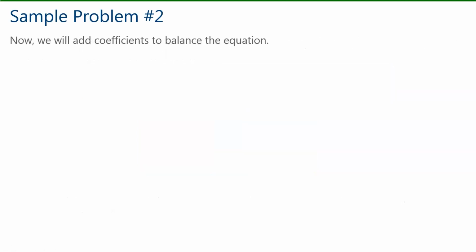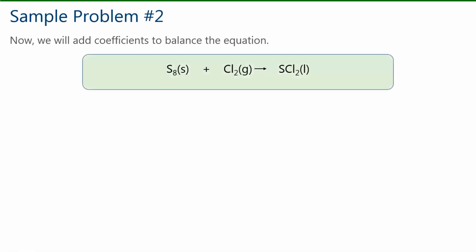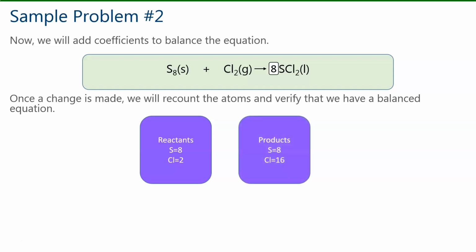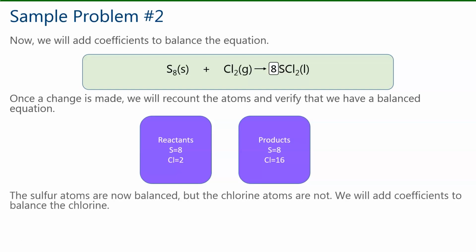Now we will add coefficients to balance the equation. We will add the coefficient 8 in front of sulfur dichloride. Once the change is made, we will recount the atoms and verify that we have a balanced equation. On our reactant side, we have 8 sulfur and 2 chlorine. On our product side, we have 8 sulfur and 16 chlorine. So the sulfur atoms are now balanced, but the chlorine atoms are not. We will add coefficients to balance the chlorine next.